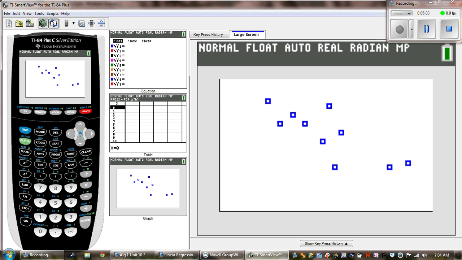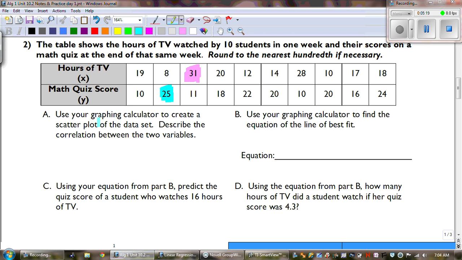I think the points are getting farther and farther apart, so it's not strong, or perfect. And I don't know if I'd say moderate either. I'd say that this is weak, okay? So remember, you have to write a sentence. You need to state that this is negative, okay? It's negative and it's also weak.